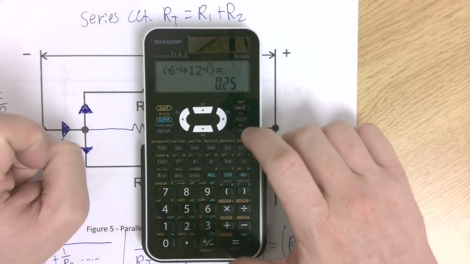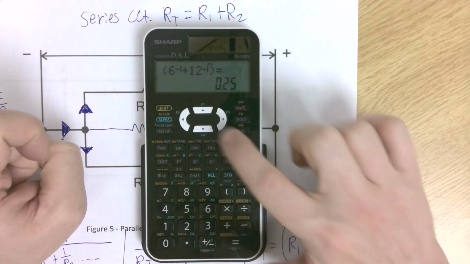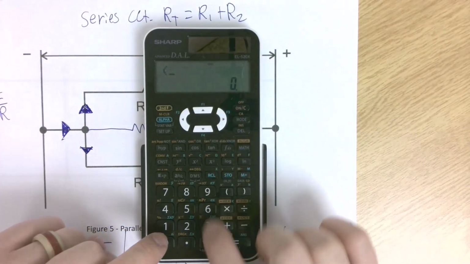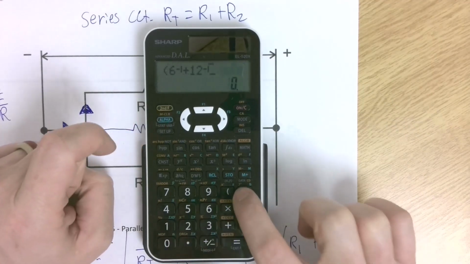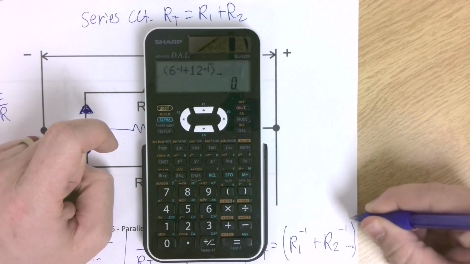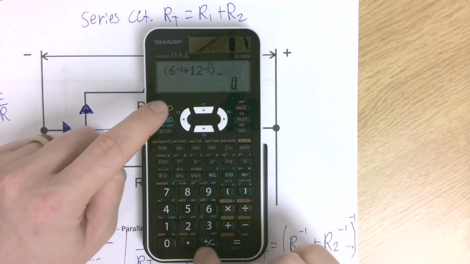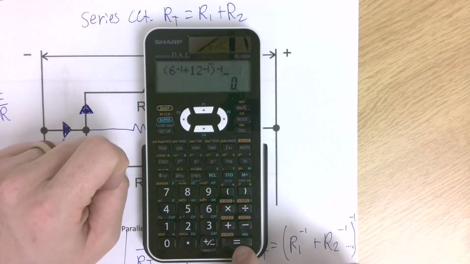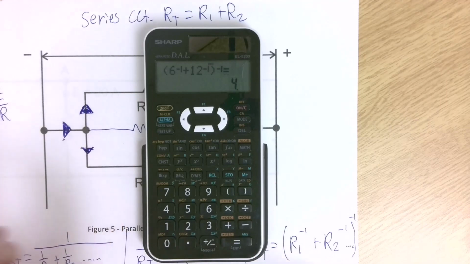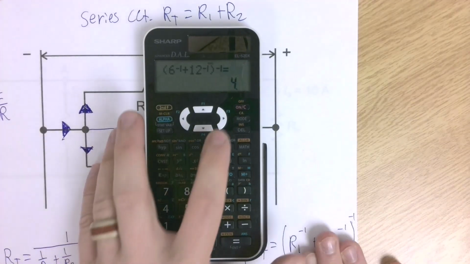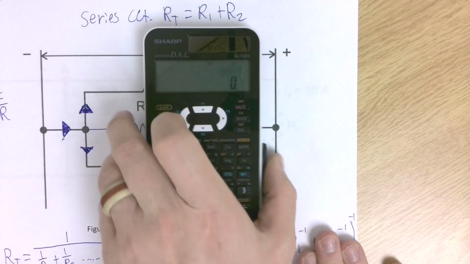Oh, sorry. Let me do that again. So it's 6 to the negative 1 plus 12 to the negative 1, and the whole bracket will be to the negative 1. So there are fewer brackets, and that's going to give you 4. That's how I calculate R total in a parallel circuit.